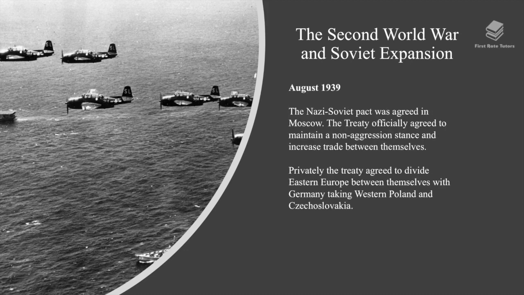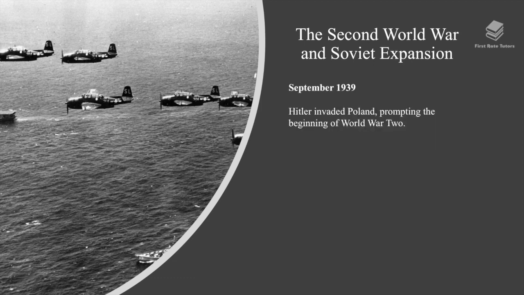August 1939. The Nazi-Soviet Pact was agreed in Moscow. The treaty officially agreed to maintain a non-aggression stance and increase trade between themselves. Privately, the treaty agreed to divide Eastern Europe between themselves and Germany taking Western Poland and Czechoslovakia. September 1939. Hitler invaded Poland, prompting the beginning of World War II.